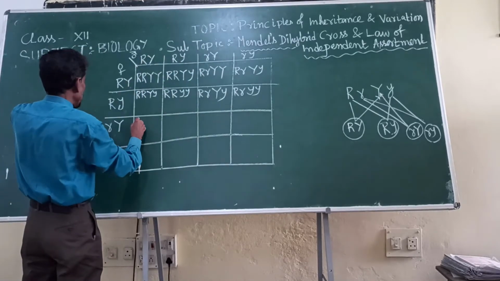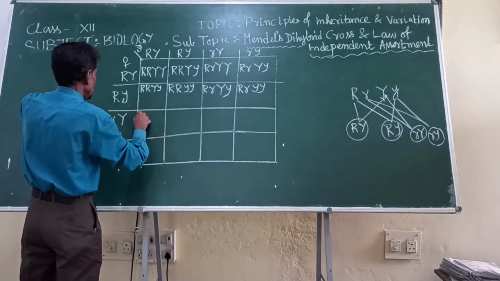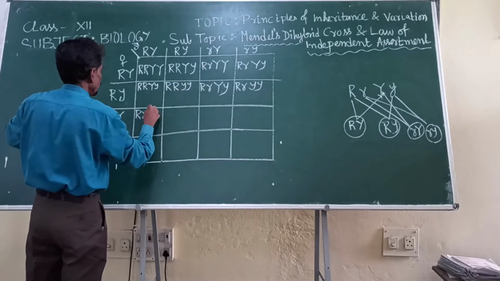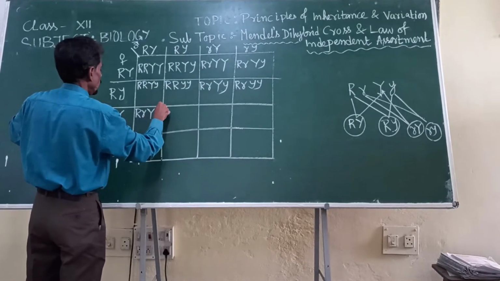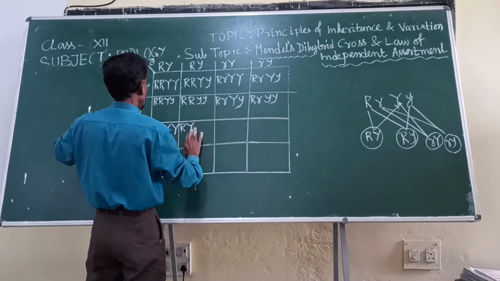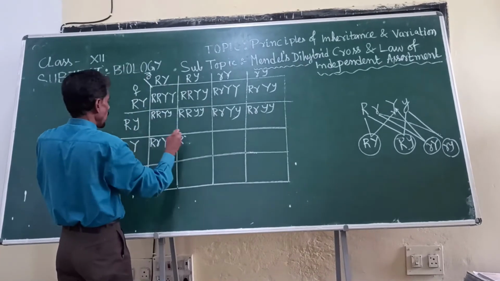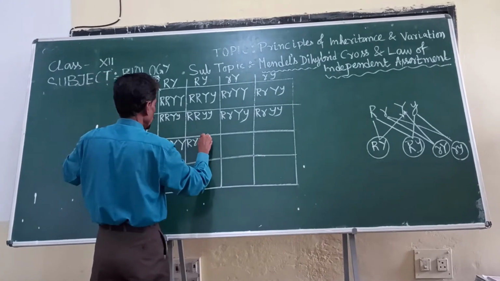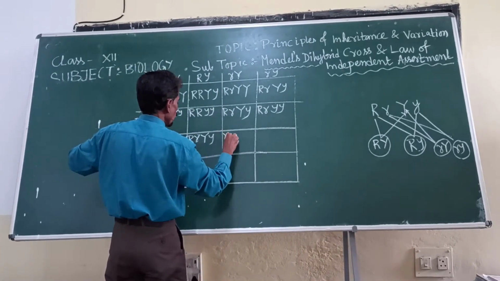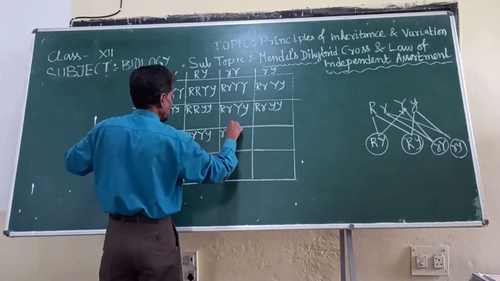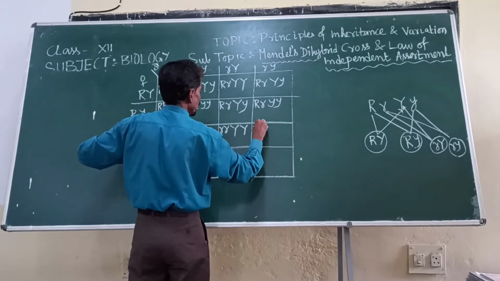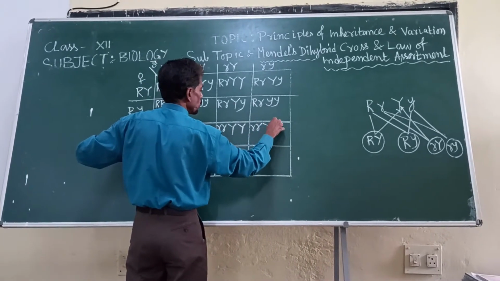So this gamete, when fertilized with this gamete, capital R, then small r, capital Y, and capital Y. Capital Y. Then this, which is capital R, capital Y, capital R, first capital R, then small r, small r, then capital Y, small y. Then this with this, small r, small r, both are small r, with capital Y, both are capital Y. Then this with this, small r, small r, capital Y, small y.